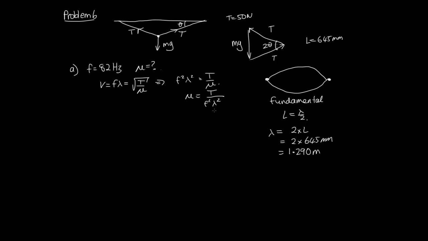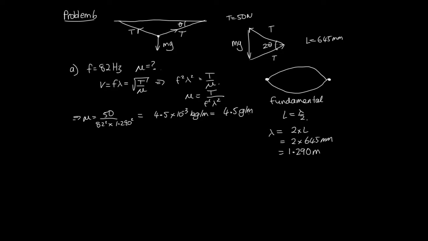Okay, so now we have everything in this equation and we can just substitute in. So mu is equal to 50 divided by 82 squared times 1.290 squared. And we can solve this one and we end up with 4.5 times 10 to the minus 3 kilograms per meter. Or because it's kilograms per meter and we've got the minus 3 there, if we times it by 1,000, we'll end up with grams per meter. So that's 4.5 grams per meter, which sounds reasonable for a guitar string.